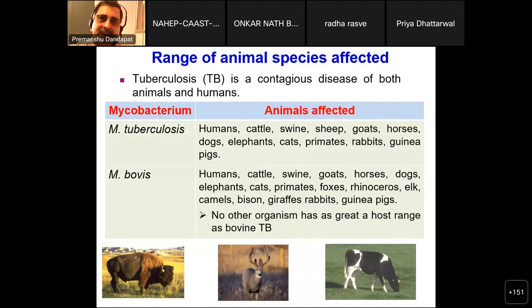Coming to the range of animal species affected, all of us know that Mycobacterium bovis has the highest host range, including human beings. Almost all domesticated and wild animals can be affected by Mycobacterium bovis. Even Mycobacterium tuberculosis has also been reported from a good number of animal species.